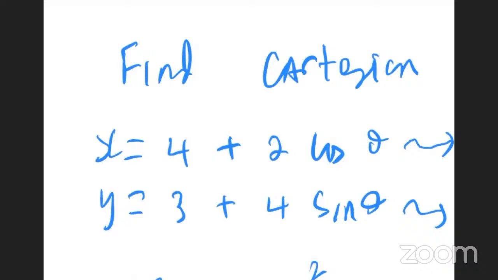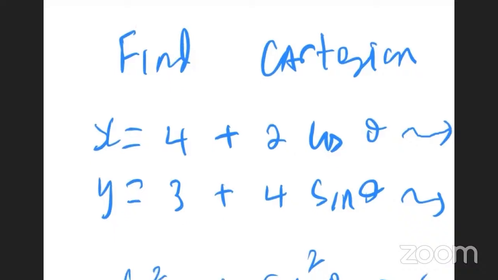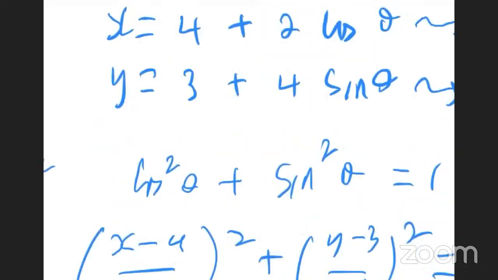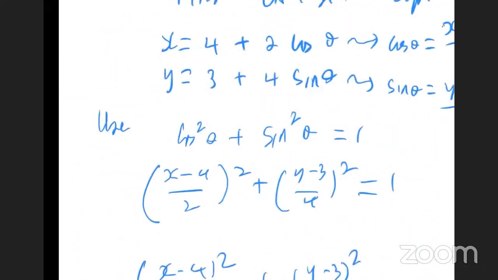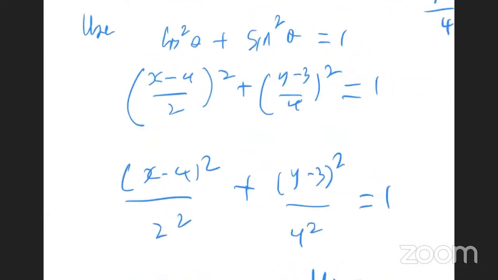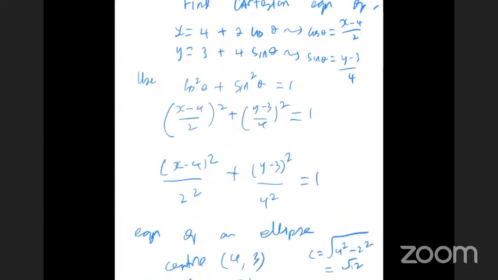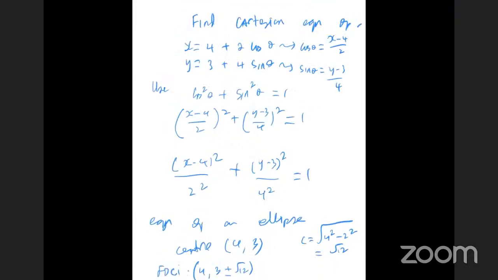Don't sketch it, eh? Don't sketch it. Just work it out. Right, so cosine theta is equal to (x minus 4) over 2, and sine theta is (y minus 3) over 4. Right, when you square it, you'll get something looking like this, and you get an equation like this. And that's it. You write down the center and write down the foci.